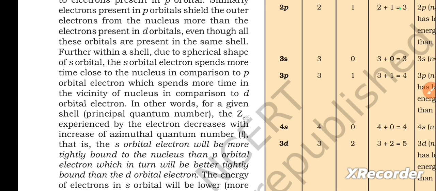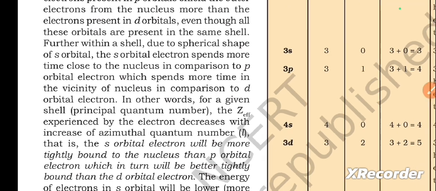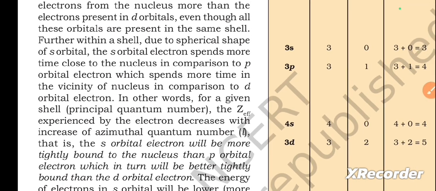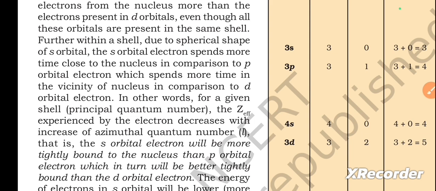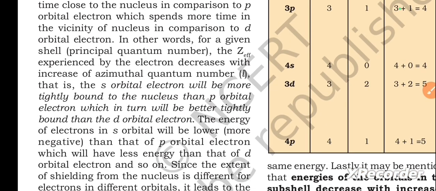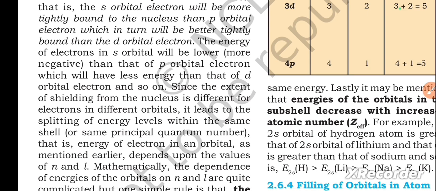In other words, for a given shell, the effective nuclear charge experienced by the electron decreases with the increase of azimuthal quantum number l. That is, the s orbital electron will be more tightly bound to the nucleus than p orbital electron, which in turn will be better tightly bound than the d orbital electron. The energy of the electron in s orbital will be lower, more negative than that of p orbital electron, which will have less energy than that of d orbital electron, and so on.